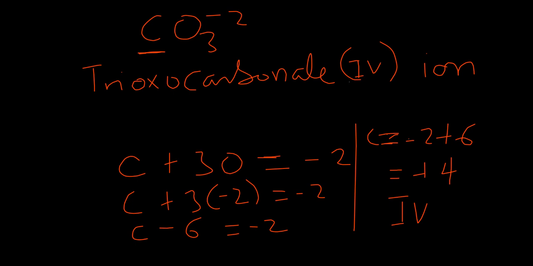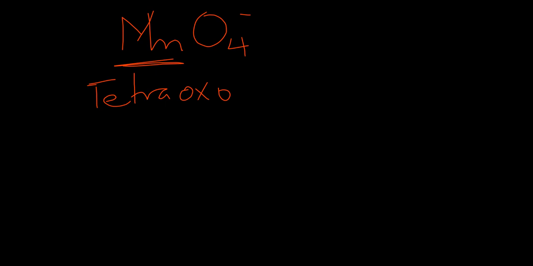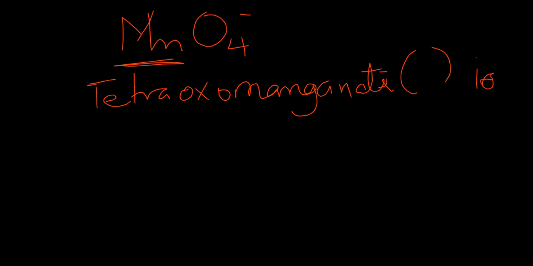Let's try another example. So we can try MnO4 -. So this is a tetra. So this is 4 oxygen. So tetraoxo, and here it is a manganate. So manganese, all right? So it's a manganate. Then our bracket, then ion.